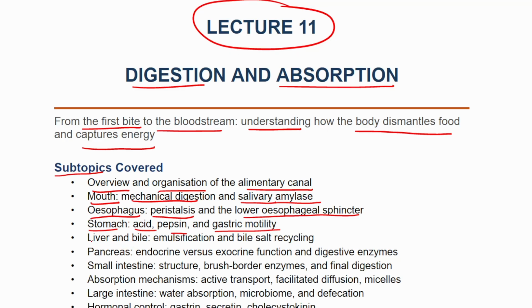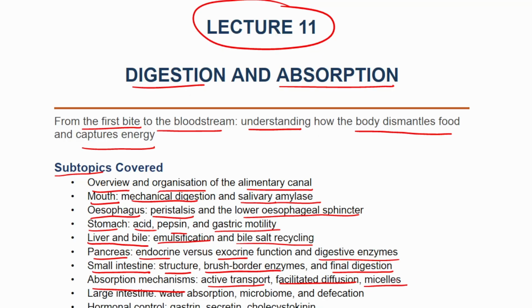We will discuss the liver and bile, including emulsification and bile salt recycling. Then we will examine the pancreas, comparing its endocrine versus exocrine function and digestive enzymes. That brings us to the small intestine, where we will study its structure, brush border enzymes, and final digestion. While we are there, we will unpack the precise absorption mechanisms, including active transport, facilitated diffusion, and micelles.